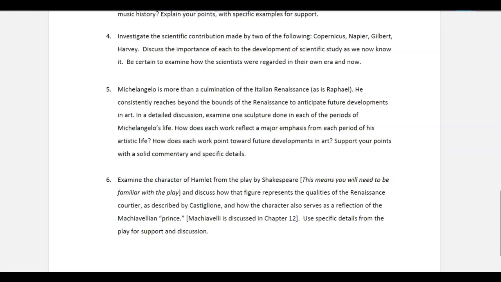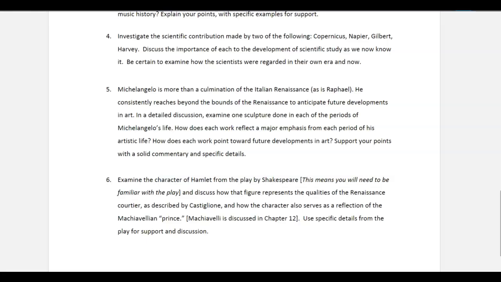So you can look at his depiction of David, his depiction of Moses, his sculpting for the Laurentian Library, his Pieta, again, a number of works that are available for you to discuss how each one from different periods shows his style and what seems to be emphasized during that particular era. So again, look at those works and talk about how they will influence and do influence later elements in art. Again, look at each specific one.